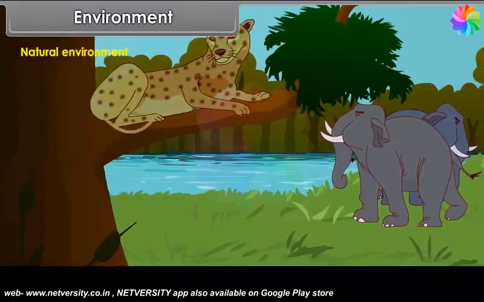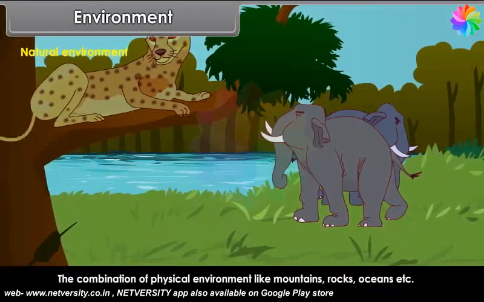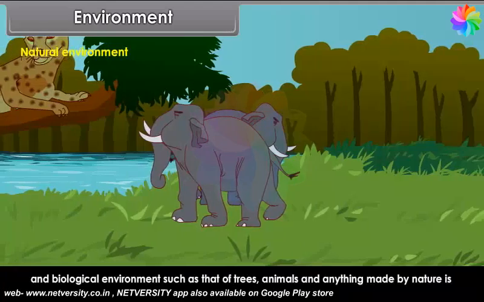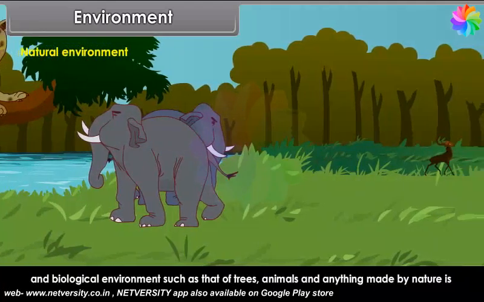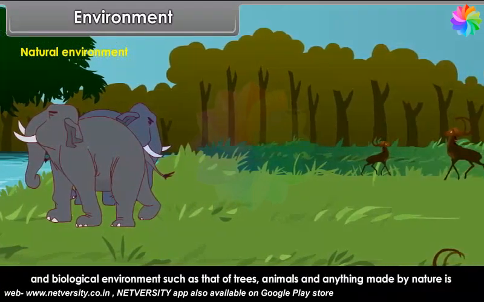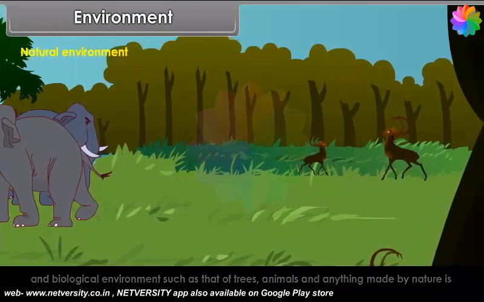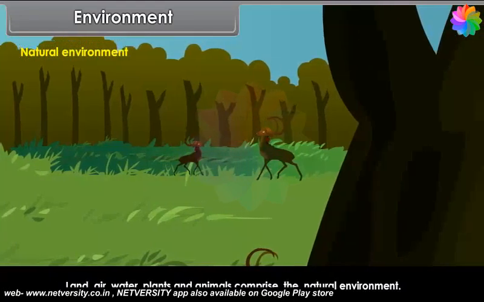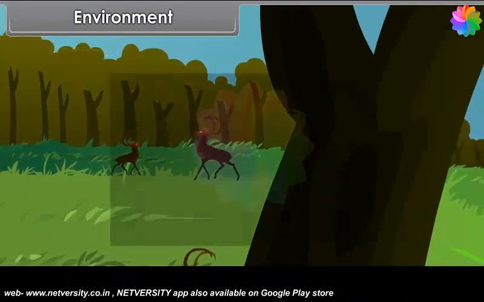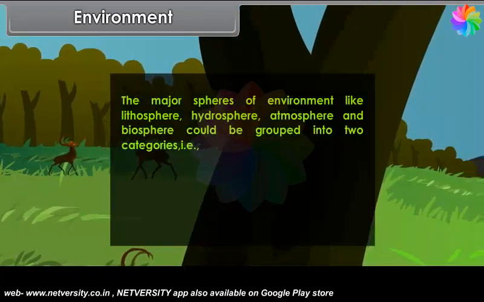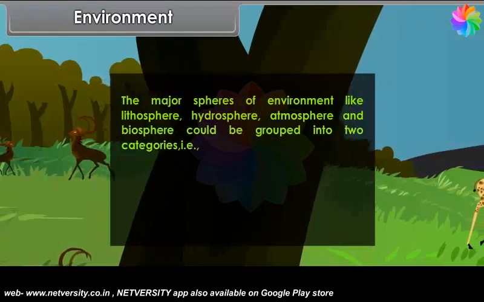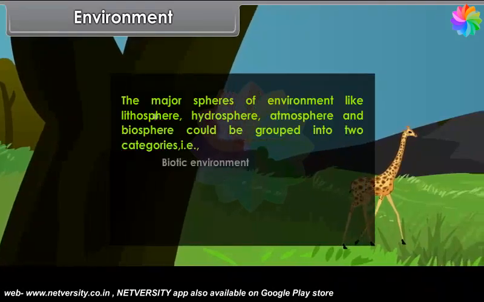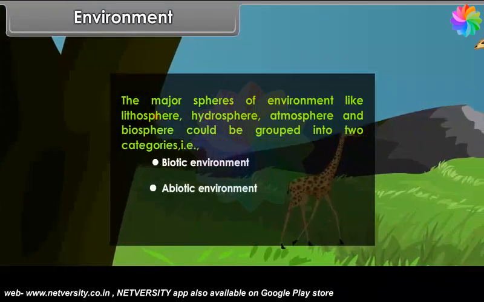Natural environment. The combination of physical environment like mountains, rocks, oceans, etc. and biological environment such as that of trees, animals and anything made by nature is termed as natural environment. Land, air, water, plants and animals comprise the natural environment. The major spheres of environment like lithosphere, hydrosphere, atmosphere and biosphere could be grouped into two categories, that is, biotic environment and abiotic environment.